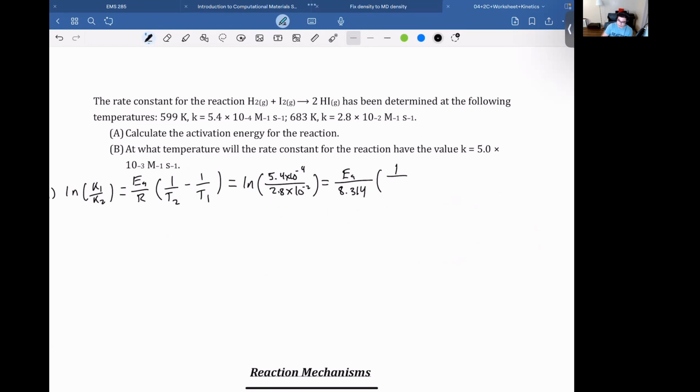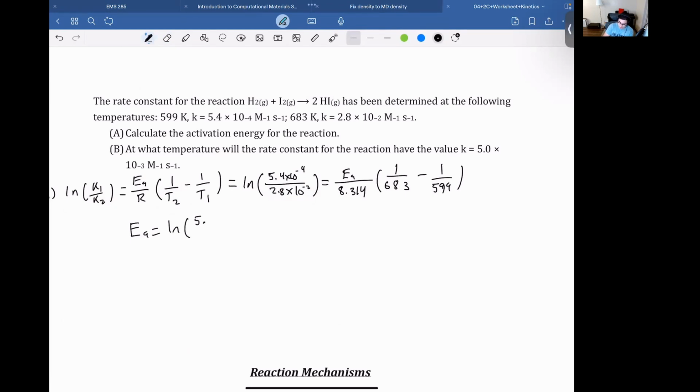Our first temperature, 683. Or whoops, sorry, our second temperature. Yeah, our second temperature, my bad. It corresponds to this 2.8. That's our K2. Minus 1 over 599. And then you solve for EA. So solving for EA here, again, you're just doing a little bit of algebra.